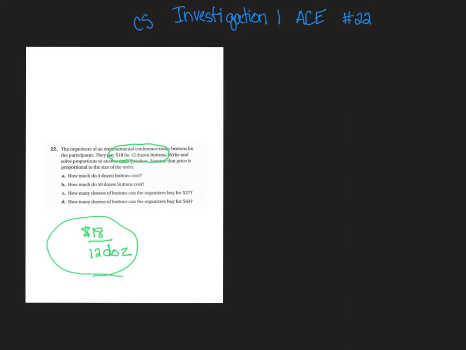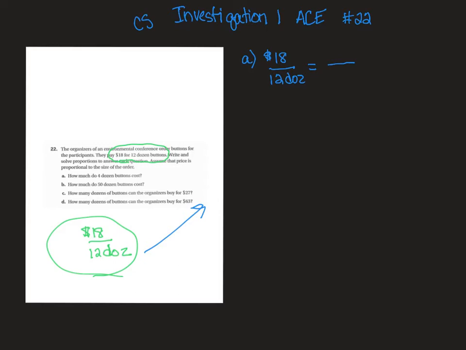Okay, so let's go over here to the side. And let's do A. So I'm taking this, shooting it over here, putting it over that. I'm going to use this in every single one. Okay, so I have $18 for 12 dozen buttons. Now I'm making a proportion. Remember, a proportion is two equal ratios. So I got a ratio on each side. Line equals line. I'm going to have two ratios.